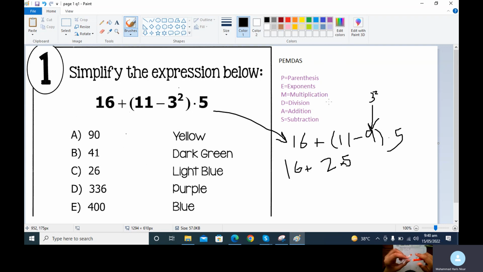Yes, this was the original question: 11 minus 3 squared. I typed it right now and I got 2. So 11 minus 9 is 2, and now 16 plus 2 multiplied by 5. Now tell me whether you will add 16 plus 2 first or multiply 2 by 5. You need to see the rules here. What does the rule say? 16 plus 2 times 5.